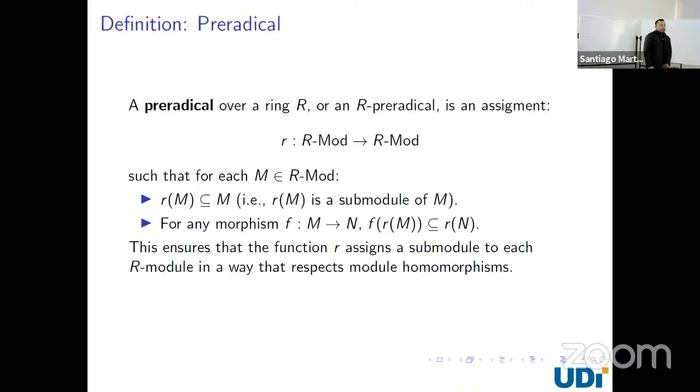Well, as we saw yesterday in Hugo's talk, he defined a radical as a subfunctor of the identity functor. So we have this definition here that is what a radical is about. A radical over a ring R is an assignment that fulfills these two conditions, which can be summarized in what I just said before.